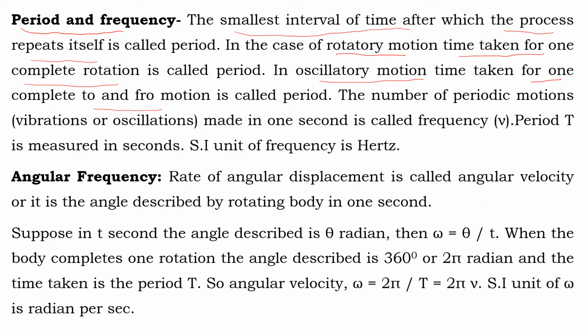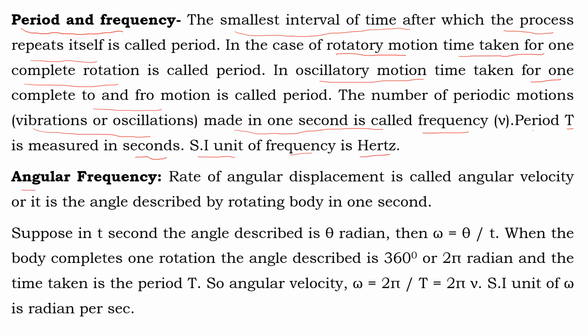In the case of Earth's motion, the period is 365 days because the time taken by the Earth for one complete revolution is 365 days. Then, the number of periodic motions, whether it is vibration or oscillation. Vibration means an oscillation which has a very high frequency. Whether the motion is vibratory or oscillatory, the number of motions made in 1 second is called the frequency. This frequency is represented by the letter nu, and the period is represented by T. The period T is measured in seconds. The SI unit of frequency is hertz.